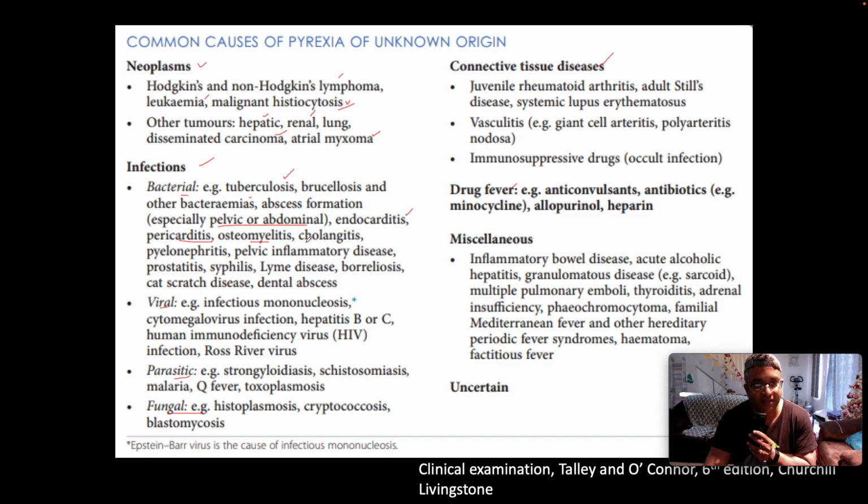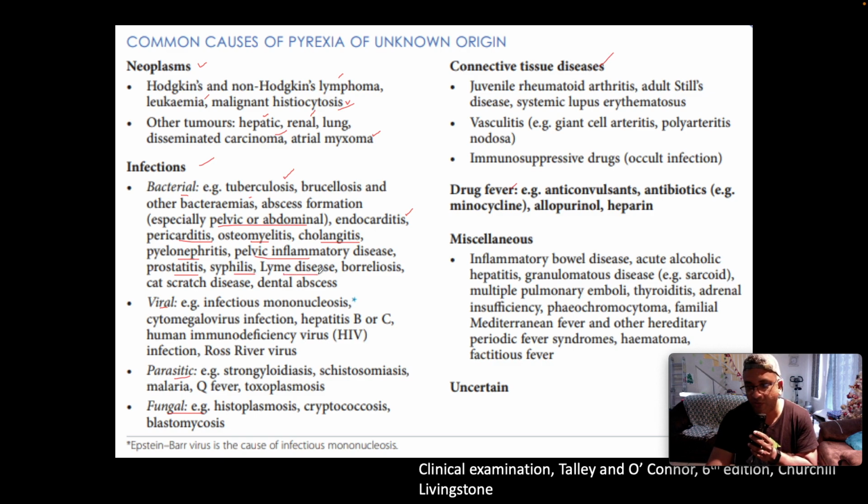Pericarditis, osteomyelitis, cholangitis in the patient who is jaundiced with fever and right upper quadrant pain, so that's Charcot's triad. If you have hypotension and altered mental status, that's Reynolds' pentad. Pyelonephritis in the patient who has a urinary tract infection and now has loin to groin pain. Pelvic inflammatory disease, especially with cervical excitation tenderness on examination. Prostatitis, syphilis, very important. Syphilis is a master of disguise, with primary, secondary, and tertiary flavors.